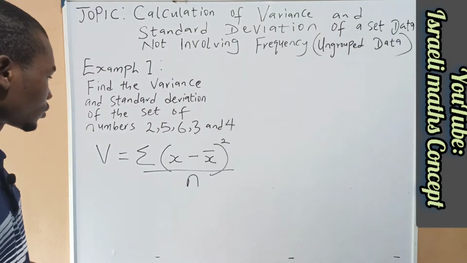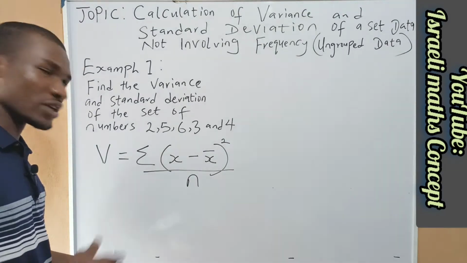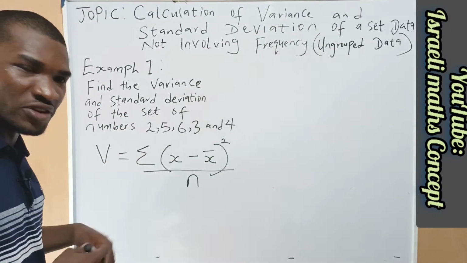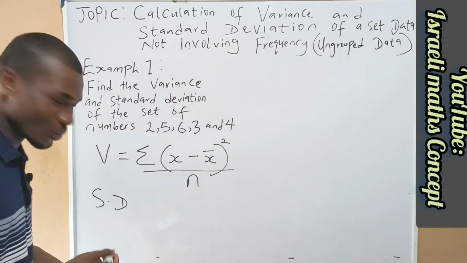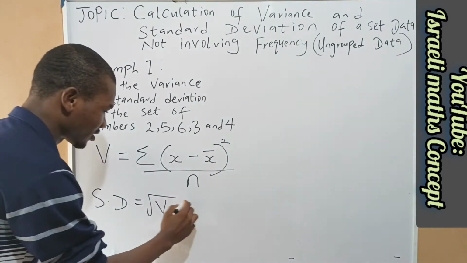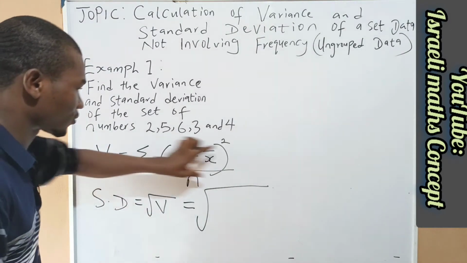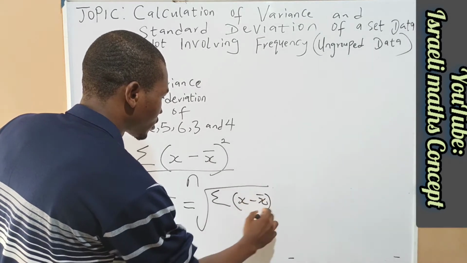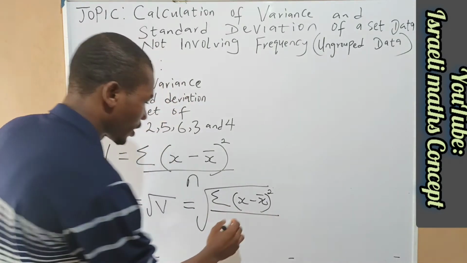We also want to state the formula for calculating the standard deviation of a given set of data. Standard deviation is simply the square root of variance. Hence, this is our variance, so our standard deviation is the square root of this variance. Our variance is the summation of x minus bar x, close bracket, raised to the power of 2, that is squared, and that is all over n.